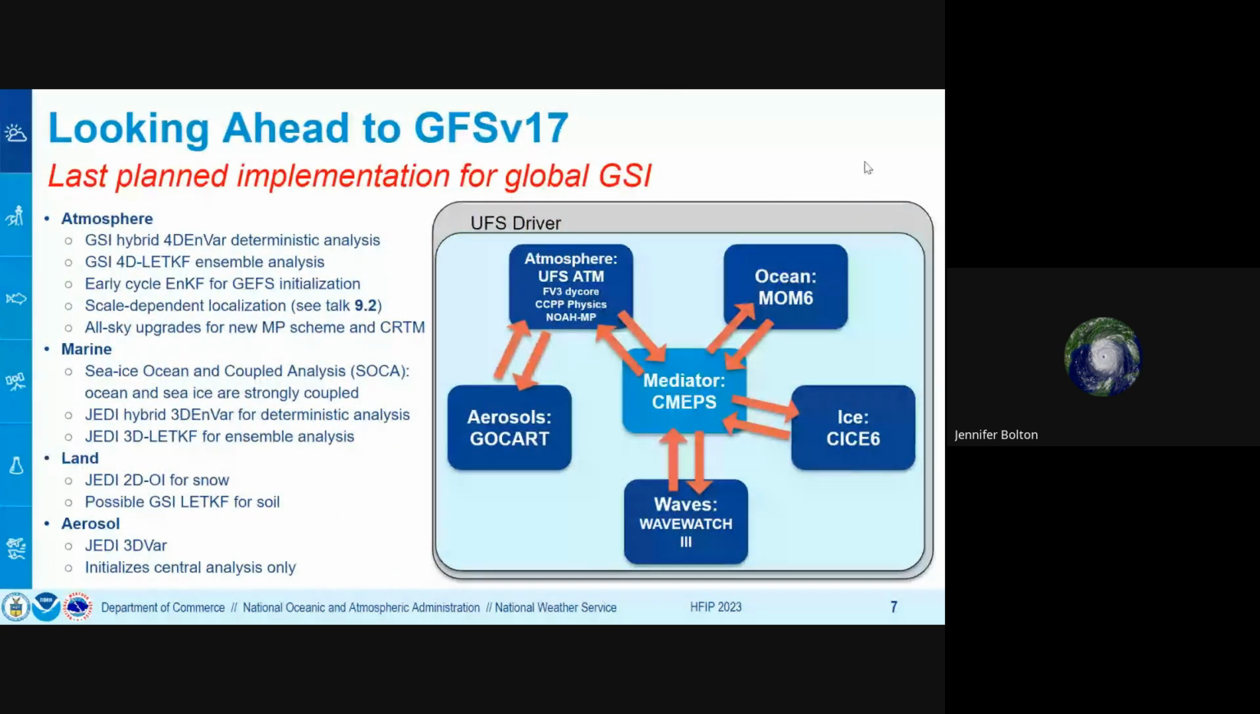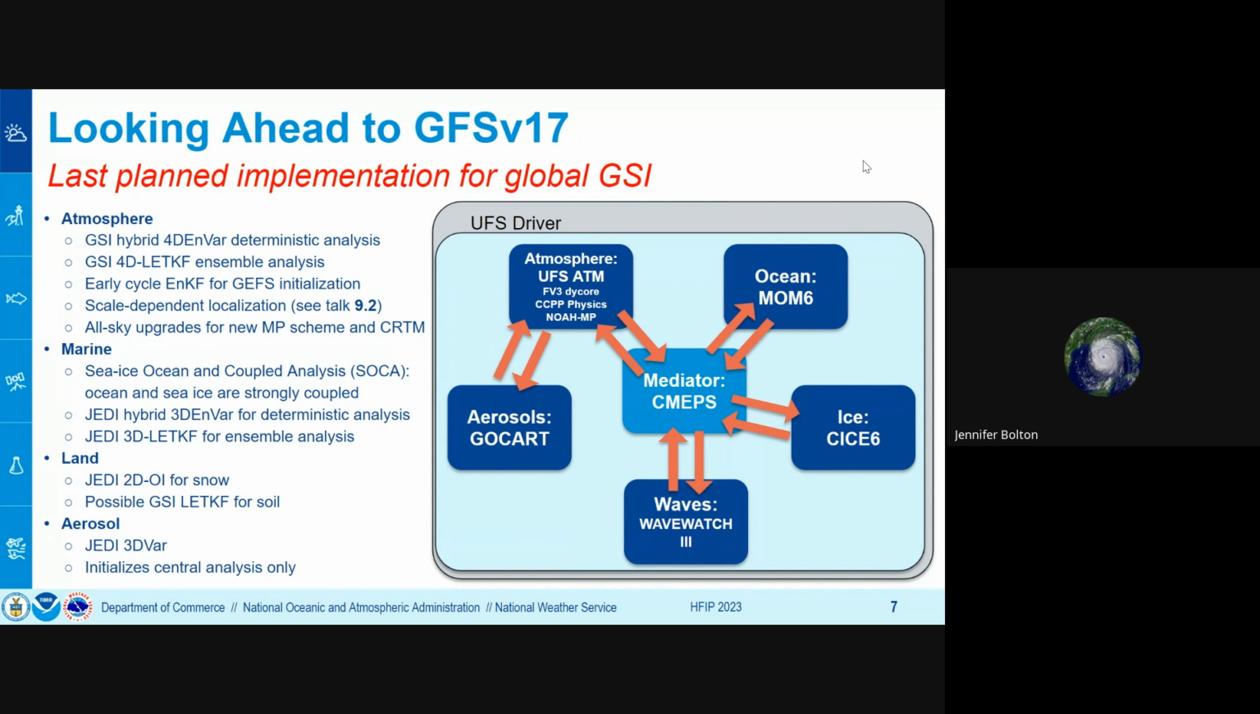So looking to the future, Feng Lin already introduced what we're working towards for the next major upgrade to the global system. Of course, the big driver for this is going to be to implement a coupled UFS. We do have some assimilation upgrades planned as part of this upgrade to the GFS. The atmosphere is still going to be GSI based. This is in part because we are a little bit further behind on JEDI than we were hoping at this point. And because of that, we are going to try to sneak in a few last science upgrades as part of GSI, as part of this upgrade, one of which I'll talk about in a little bit. But for all of the non-atmospheric parts of the coupled DA system, we are implementing JEDI.